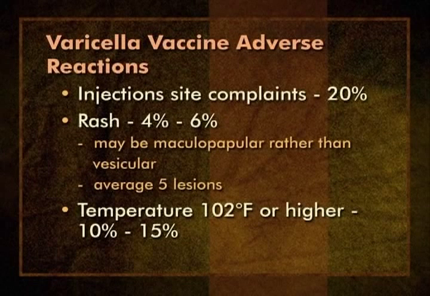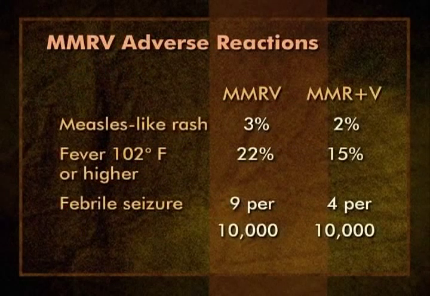A temperature of 102 degrees Fahrenheit or higher in the 42 days following varicella vaccination was reported by 10 to 15% of recipients. The rates of some adverse reactions following the first dose of combined MMRV are higher than when MMR and varicella vaccines are administered separately at the same visit. In clinical trials, a generalized measles-like rash was reported in 3% of MMRV recipients compared with 2% of children receiving MMR and varicella vaccines separately. Fever of 102 degrees in the 42 days following vaccination was reported in 22% of MMRV recipients compared with 15% of children receiving separate injections.